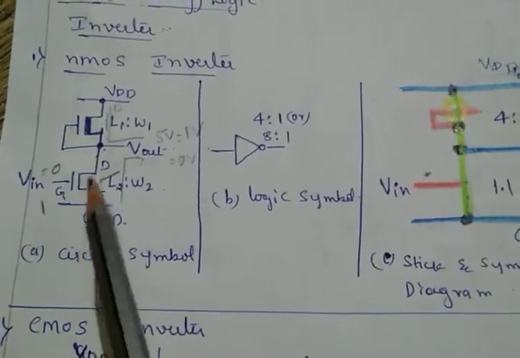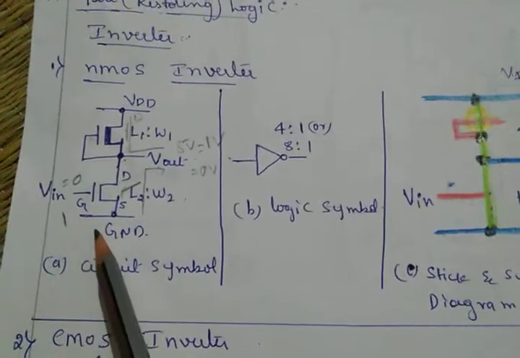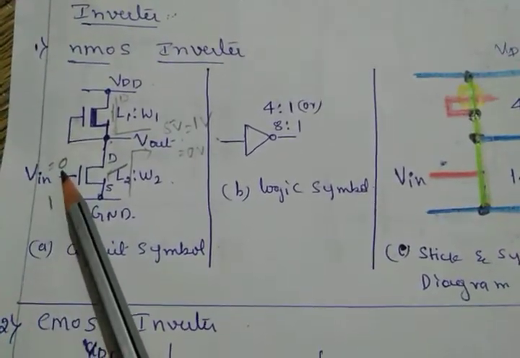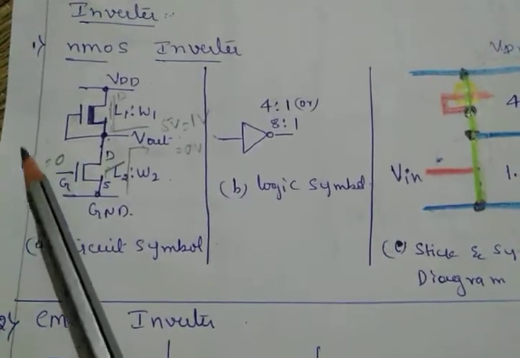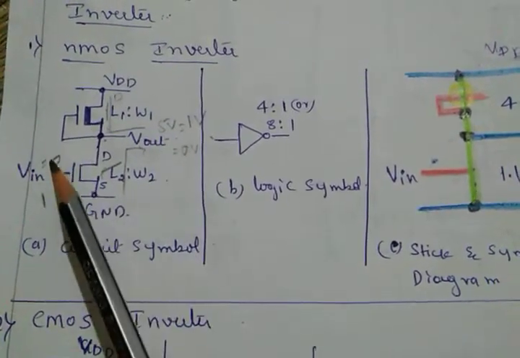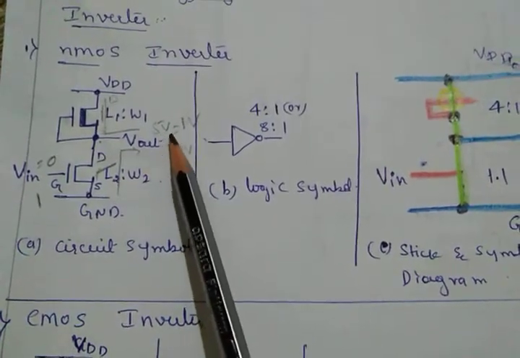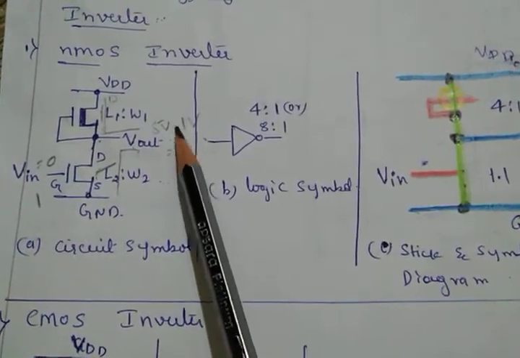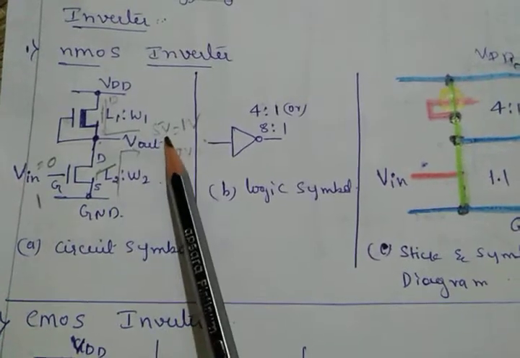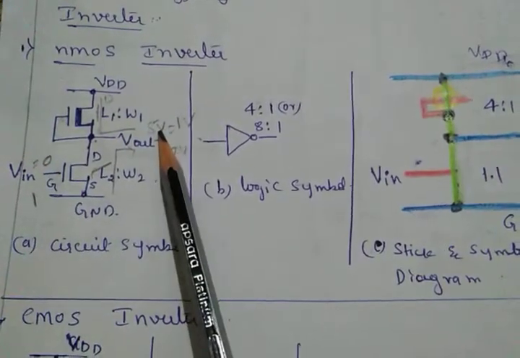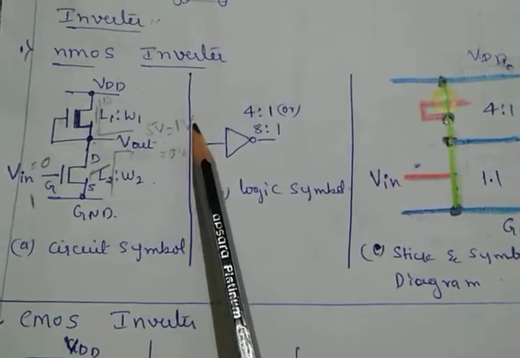Okay, now come to the circuit. In the circuit, for example, if I am giving V in as 0 volts, what I expect at the output is, if I give a 0, the output should be 5 volts, or it may be 1. Okay, 0 means 5 volts. If you give 0, the complement output should be 5 volts. 5 volts is equivalent to 1.